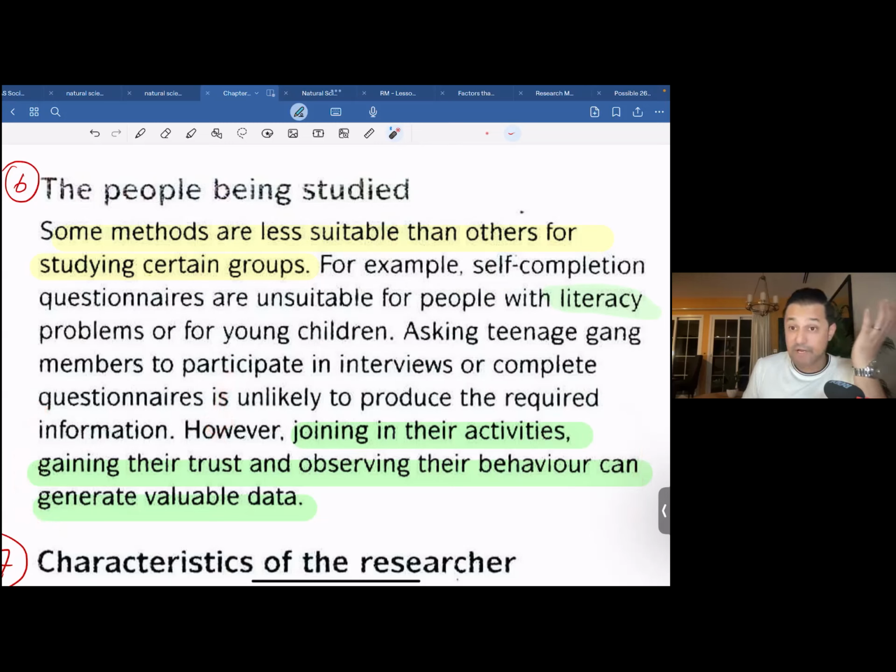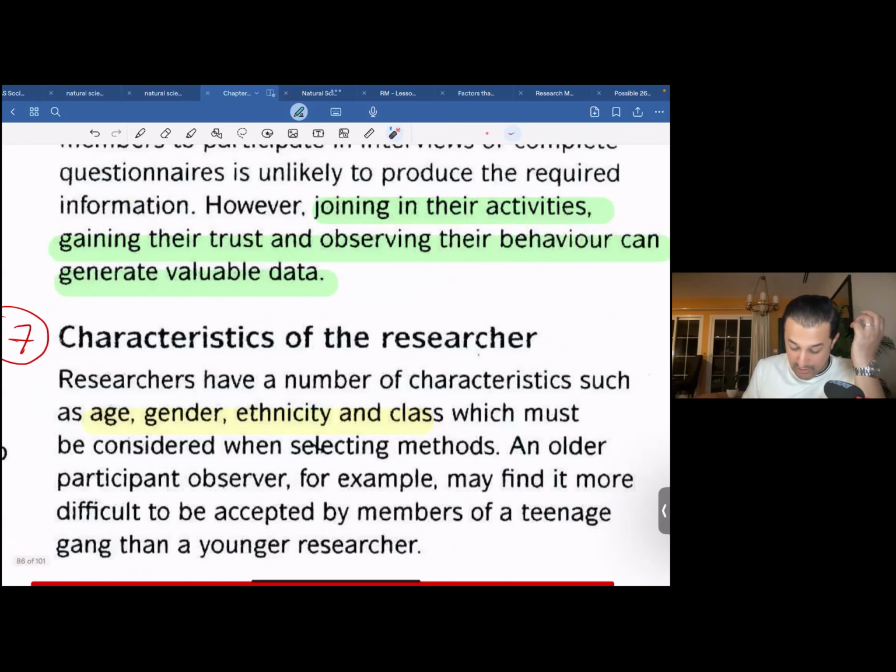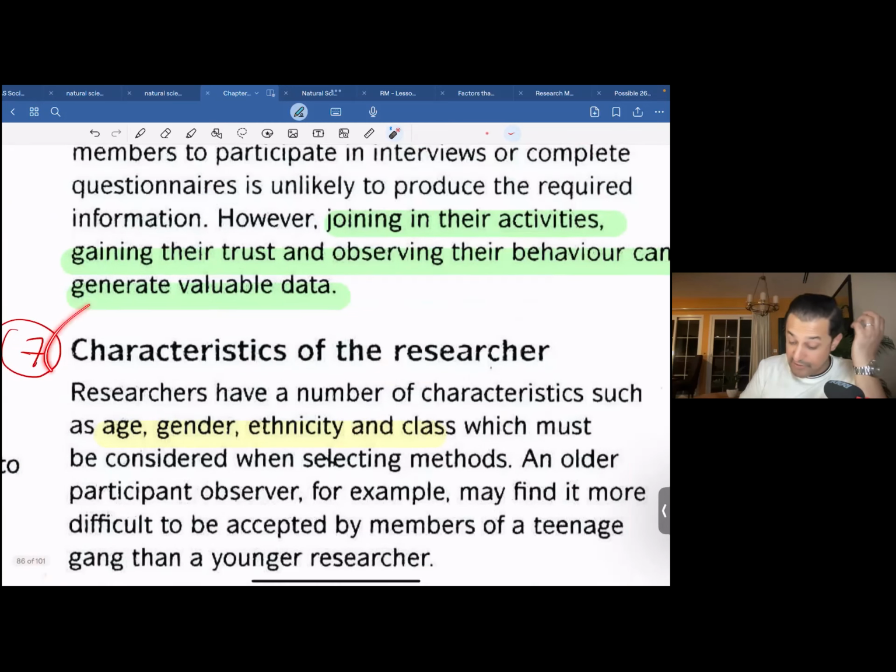So those are the 6 factors we've discussed so far. The next factor, again a very important one, is the characteristics of the researcher. When we speak about the characteristics of the researcher, of course, the researcher's age matters, the researcher's gender matters, his or her ethnicity matters, the researcher's social class matters too.